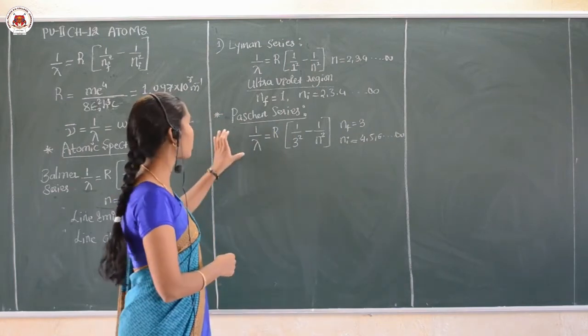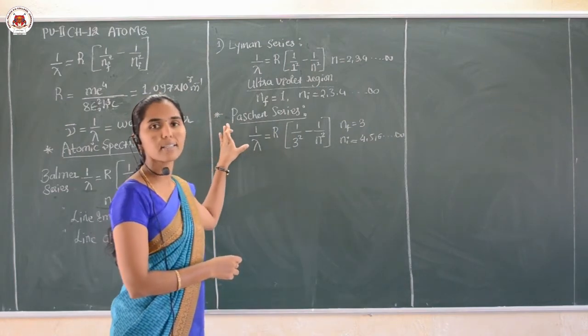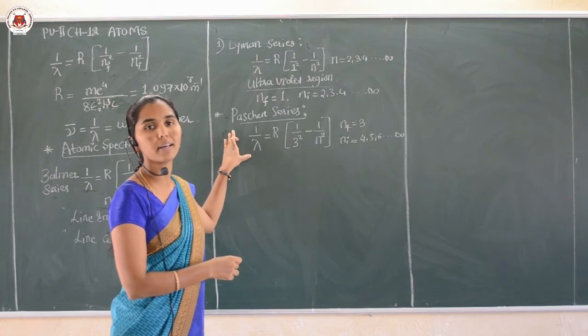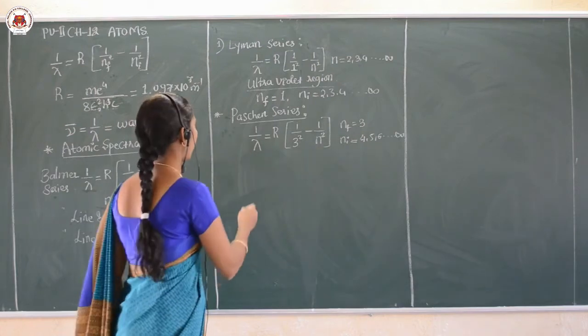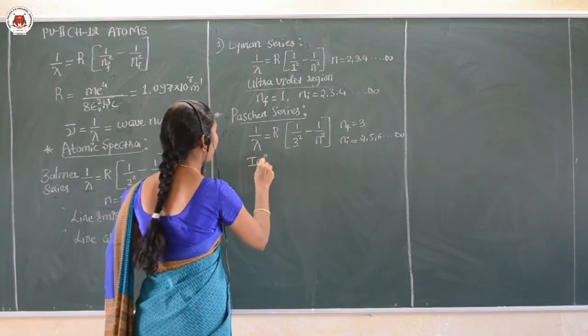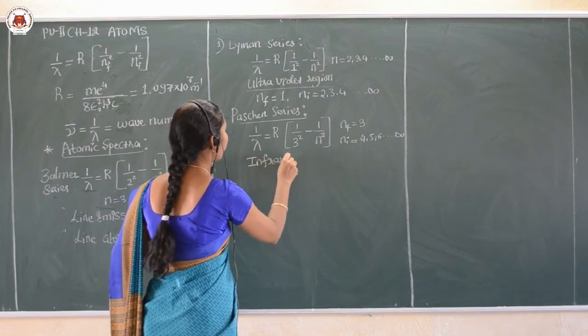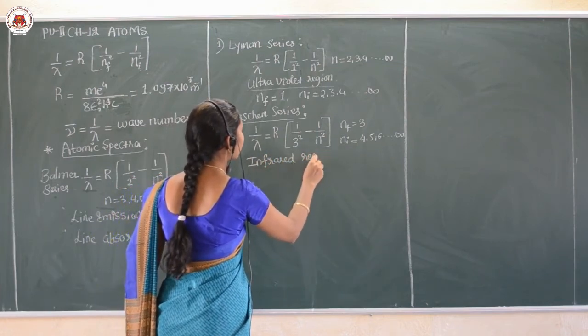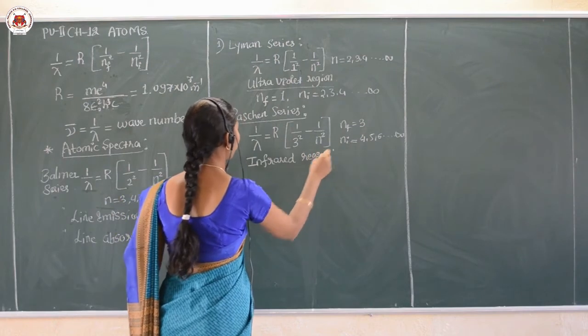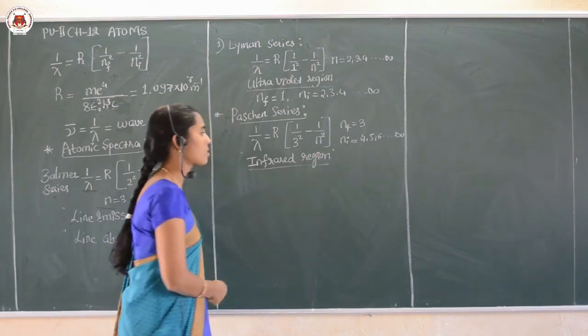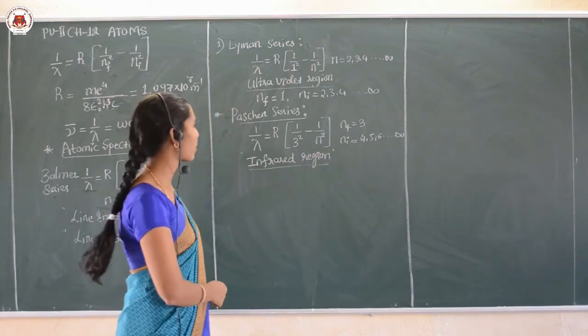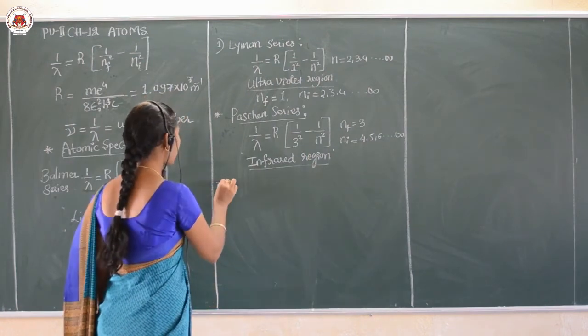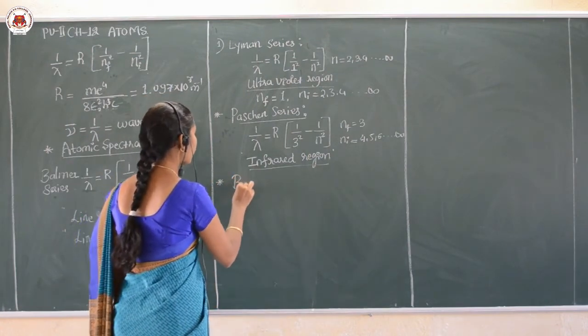So this is for the Paschen series, and this series is observed in the infrared region of the electromagnetic spectrum. Okay, and the next one is the Brackett series.